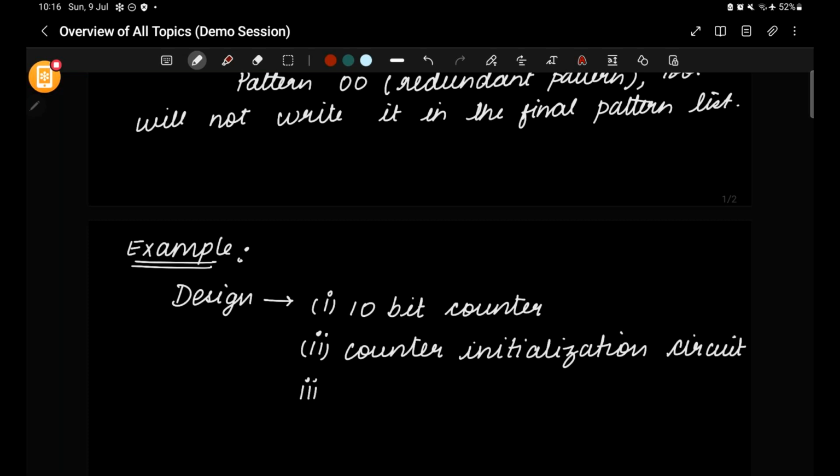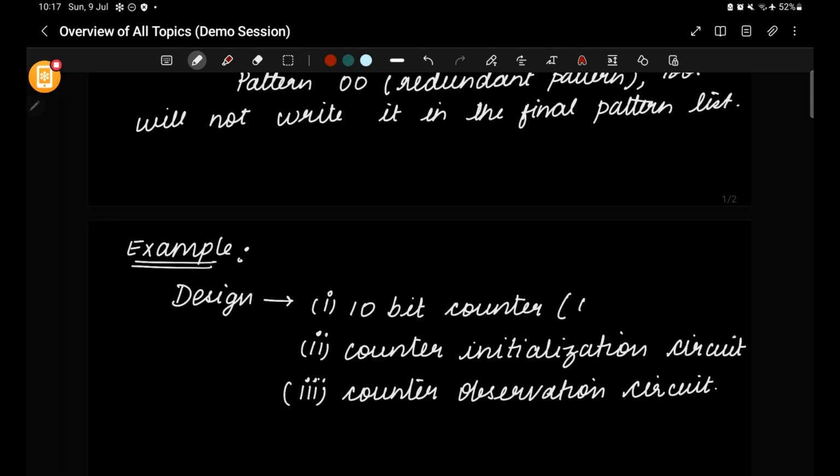and then a counter observation circuit. So this is your design. A 10-bit counter, a counter initialization circuit, and a counter observation circuit. The 10-bit counter is going to count from 0 to 1023.